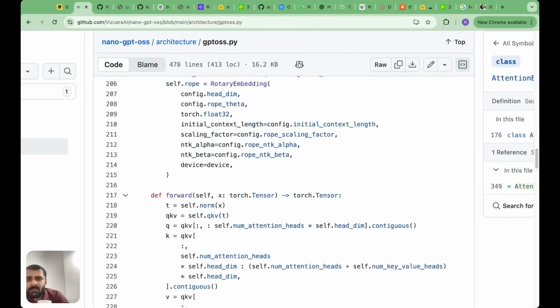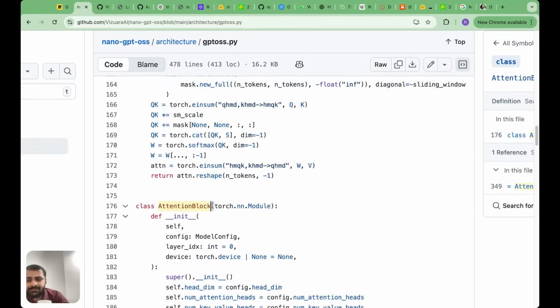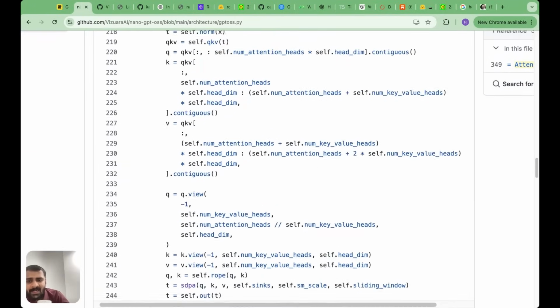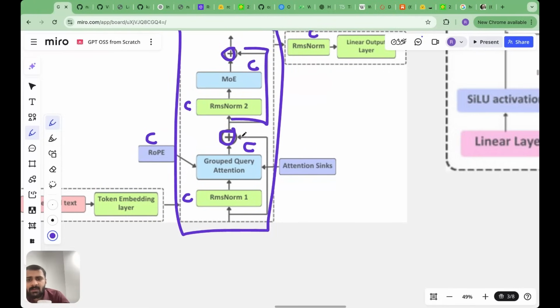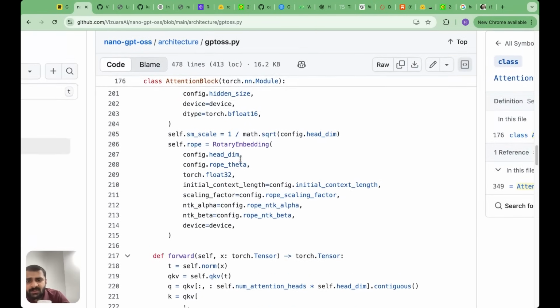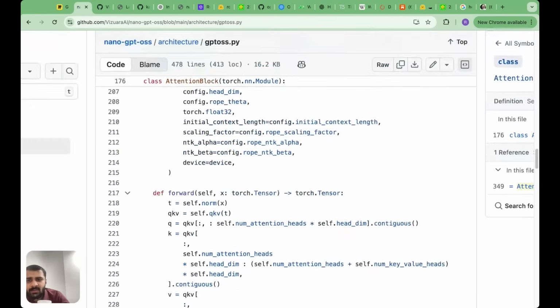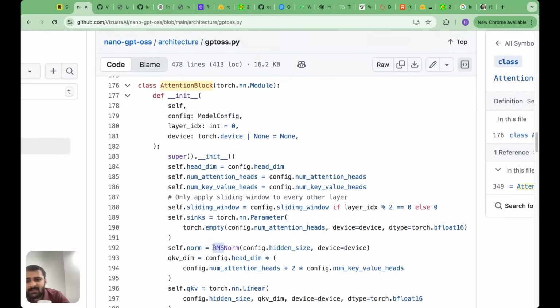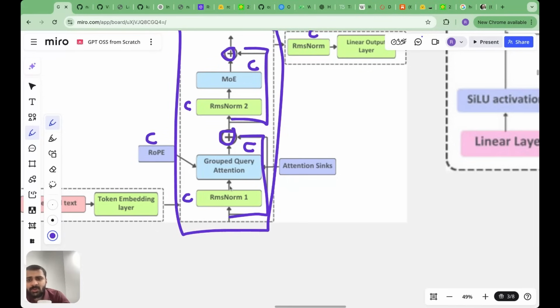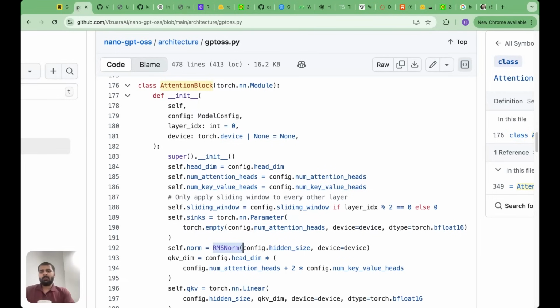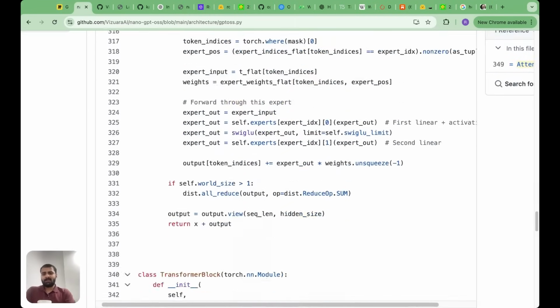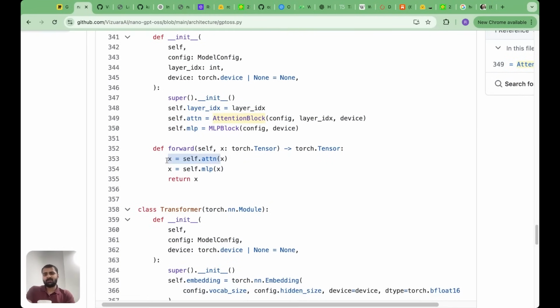Similarly, if you go to the class for the attention block, you will see that there is return x plus t. That's the shortcut connection part of it. And then you will also see the RMS norm. The RMS norm is integrated in the class itself. So that's why when you create a class for the transformer block, you just need the attention block class and the MLP block class. That's why they have just two classes here.